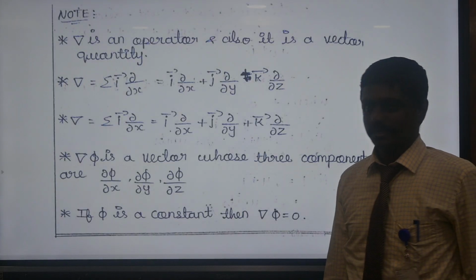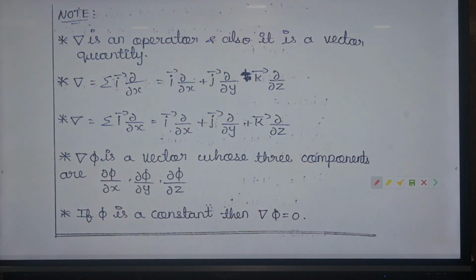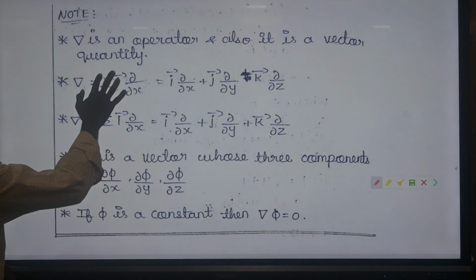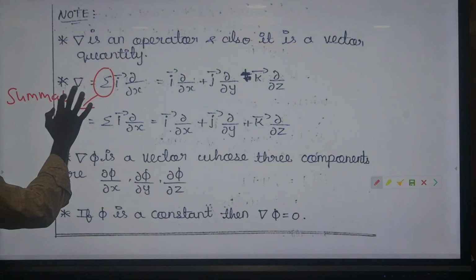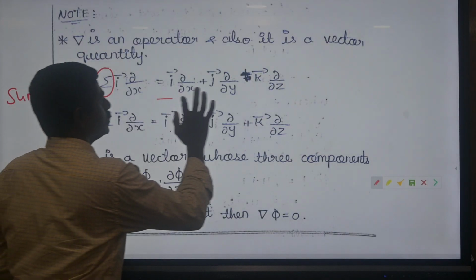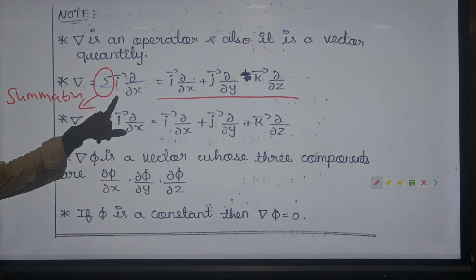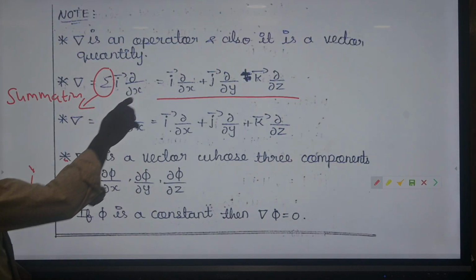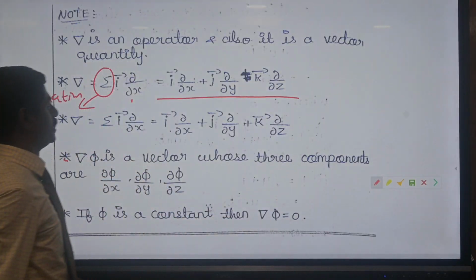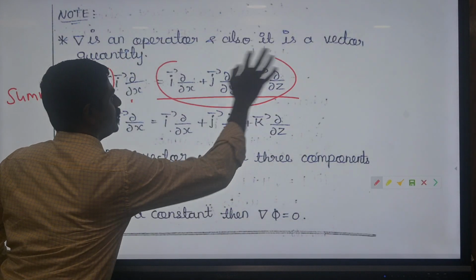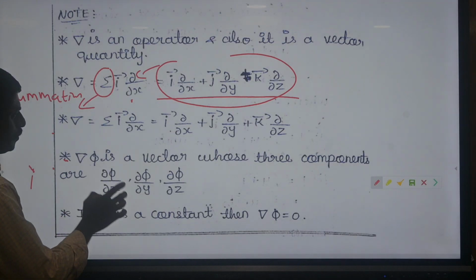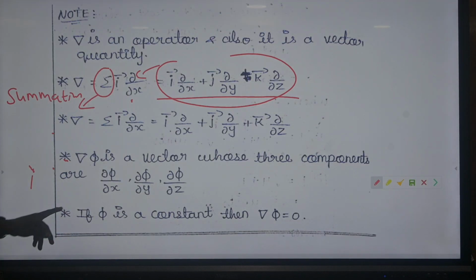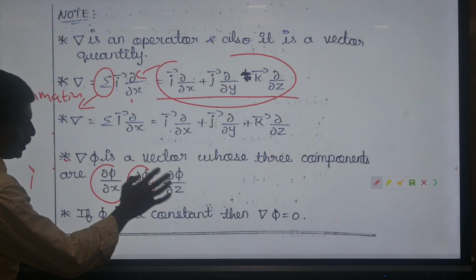Next, note that del is an operator and also a vector quantity. This is a summation. So shortly we can write the summation of i vector dou by dou x, that is, i dou by dou x plus j dou by dou y plus k dou by dou z. And del phi, just substitute, del phi is a vector. Its three components are dou phi by dou x, dou phi by dou y, dou phi by dou z.